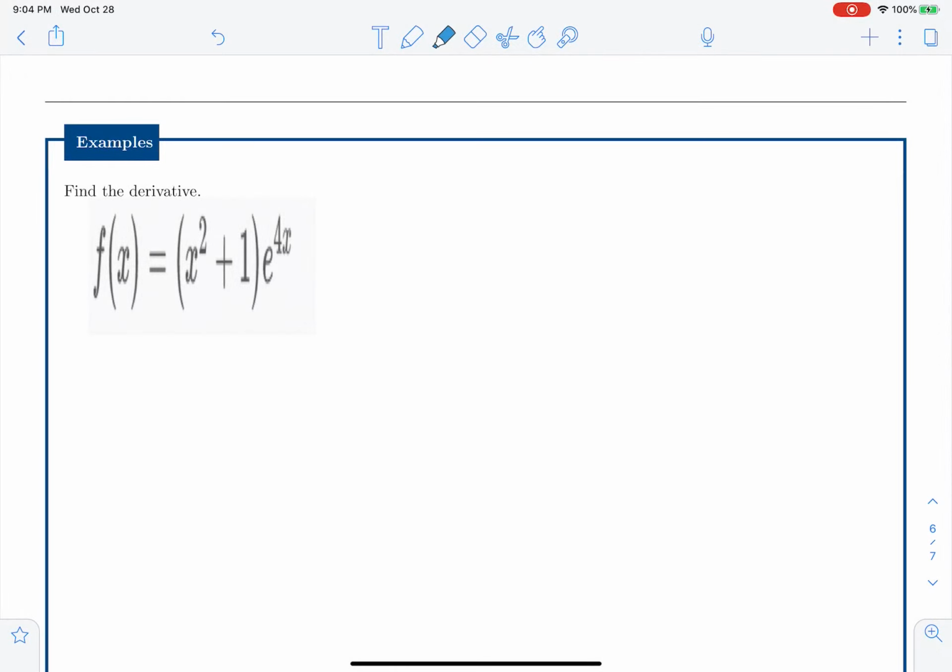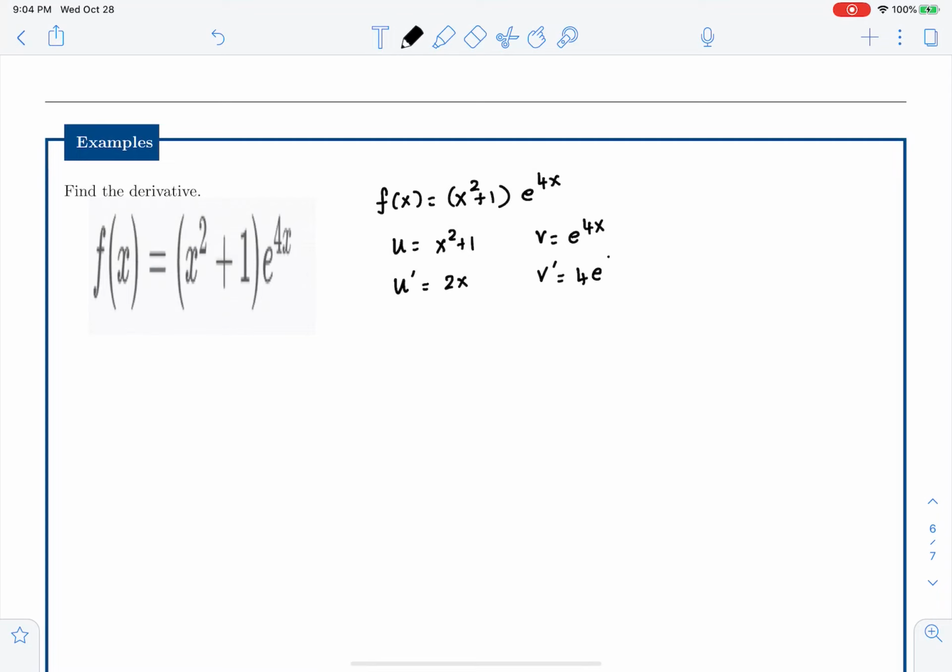So we have to find the derivative of x squared plus 1 times e raised 4x. We have two functions in product. So u is x squared plus 1 and v is e raised 4x. u prime is 2x and v prime is 4 times e raised 4x.